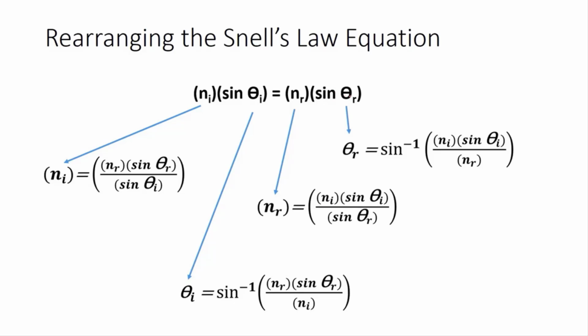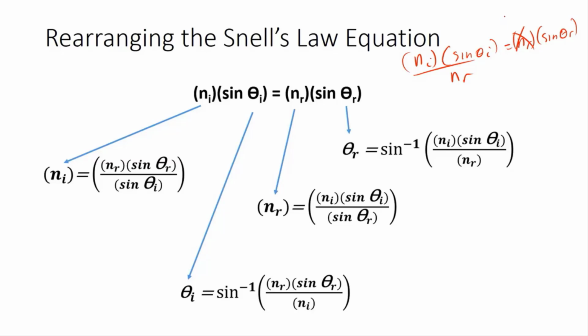Now, one other thing is, if you're ever solving for one of these angles, which we're often solving for the refracted angle, let me go ahead and write this out: ni sine angle i equals nr sine angle r. What we're going to have to do first is divide out the nr to get rid of it, so we divide both sides by nr. But then we're going to have to do the inverse sine.